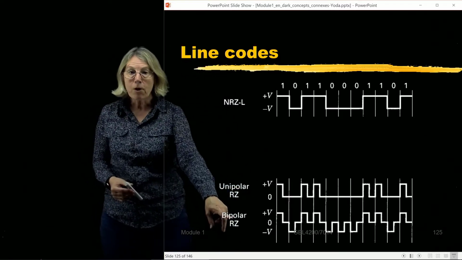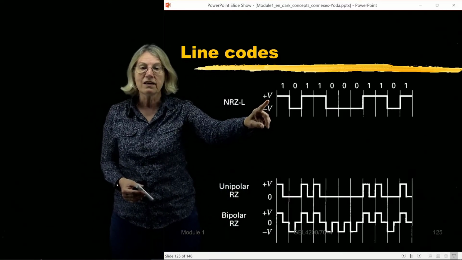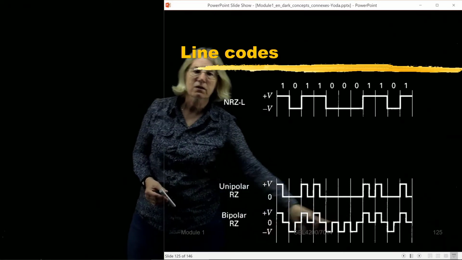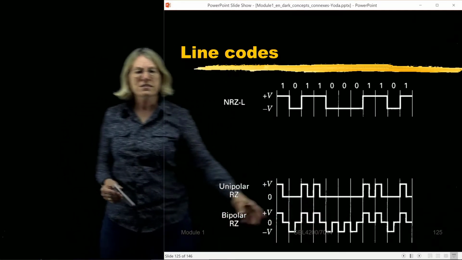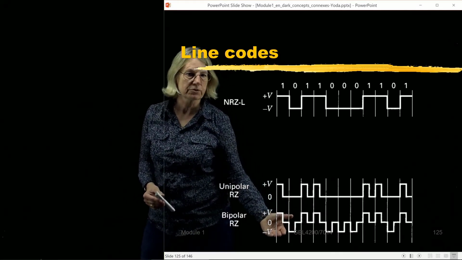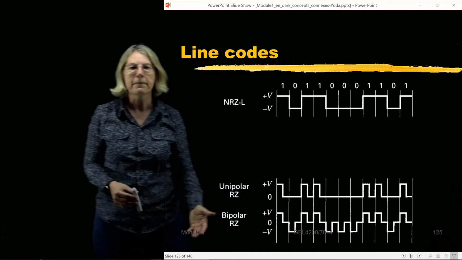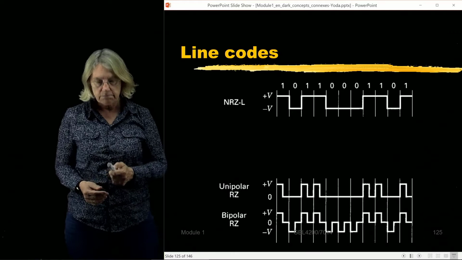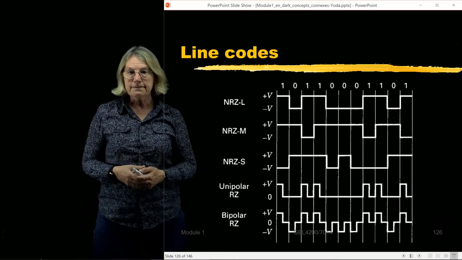Or it could be bipolar, so it looks kind of like the NRZ. Now I'm going from plus V to minus V, except there's always a time in the middle where I return to 0. And this is the very classic return to 0 format, where it's like a 50% duty cycle. So half of the time you're sending the voltage, the other half of the time you're sending nothing. There are all kinds of variations.